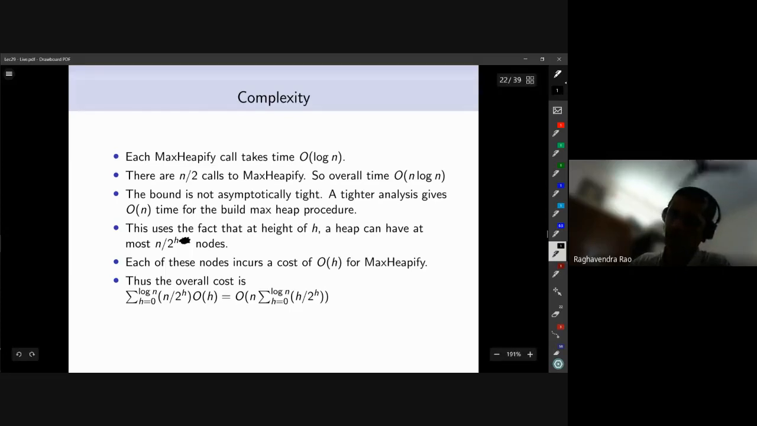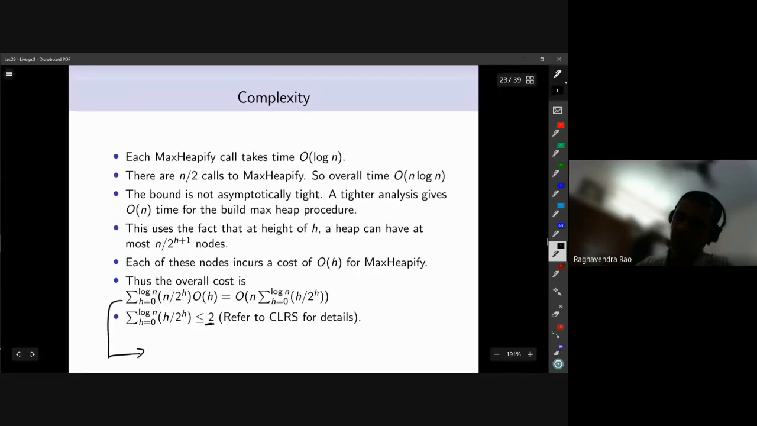So you will incur a cost of some constant times h for how many nodes? n by 2 power h nodes. So the overall summation becomes n into summation h by 2 to the h, with h going from 0 to log n. I'll leave it to you: you can either prove it by induction or approximate by integration. This summation comes down to 2, so it is bounded by at most 2. Therefore this summation is order of n.